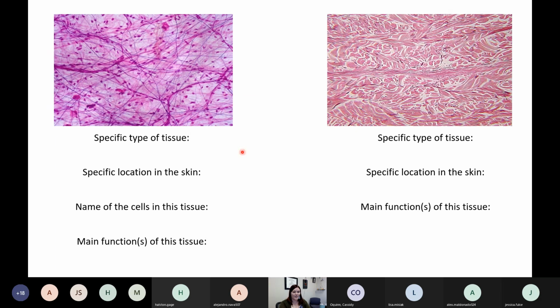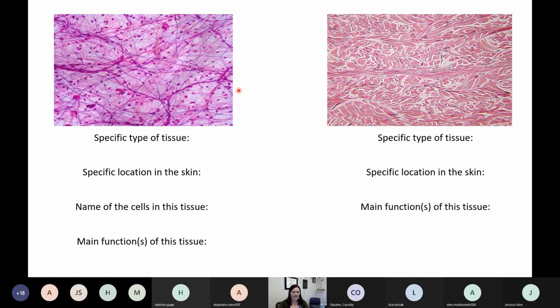Underneath the epidermis, we actually have two other layers of connective tissue. So the layer of connective tissue that I see right underneath the epidermis in this region called the papillary layer of the dermis, the type of tissue that I see here, can you tell me in the chat? Which kind of tissue are we seeing here on the left from my papillary layer of the dermis?